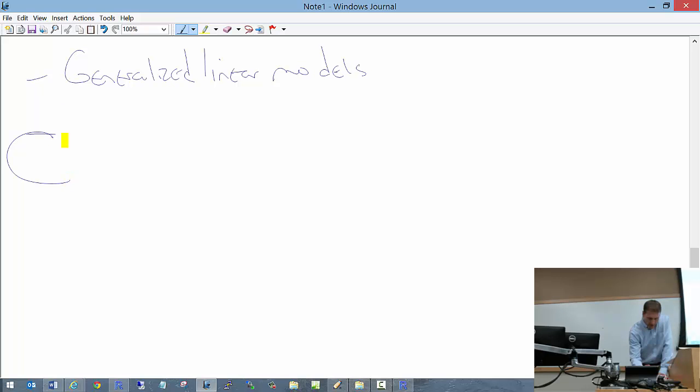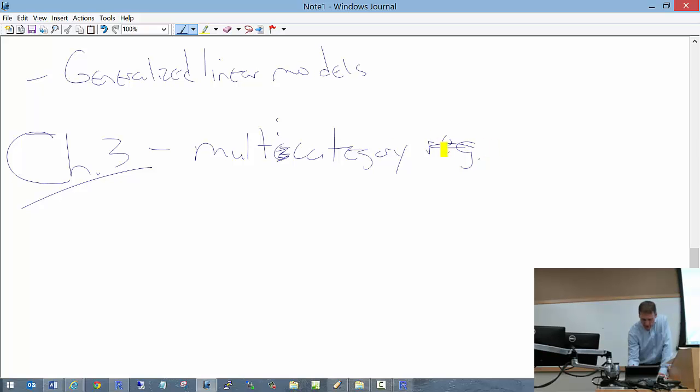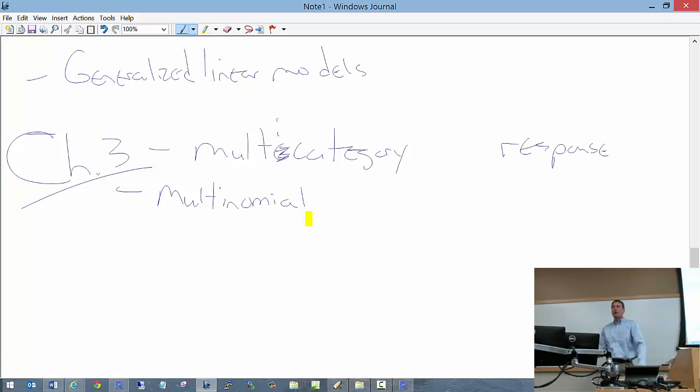Okay, so then that got us into Chapter 3. We started talking about a multi-category response. And we started off with, well, what distribution is used in this situation? Well, it's a multinomial. Make sure you're familiar with the multinomial. You write a likelihood function associated with a multinomial. And you understand the different ways to think about how counts in a contingency table come about with respect to a multinomial.